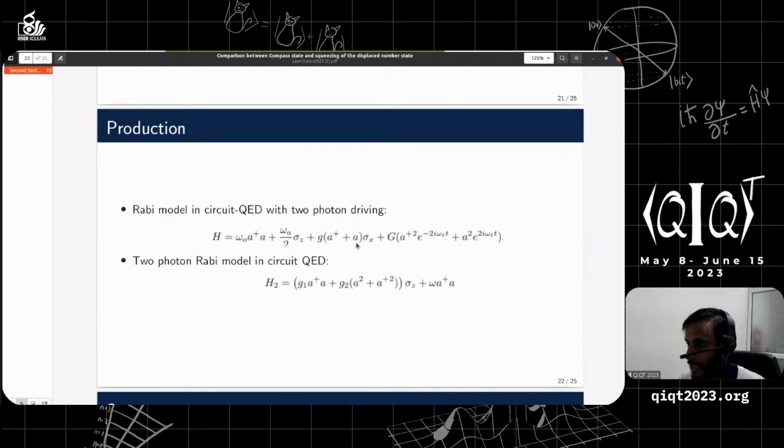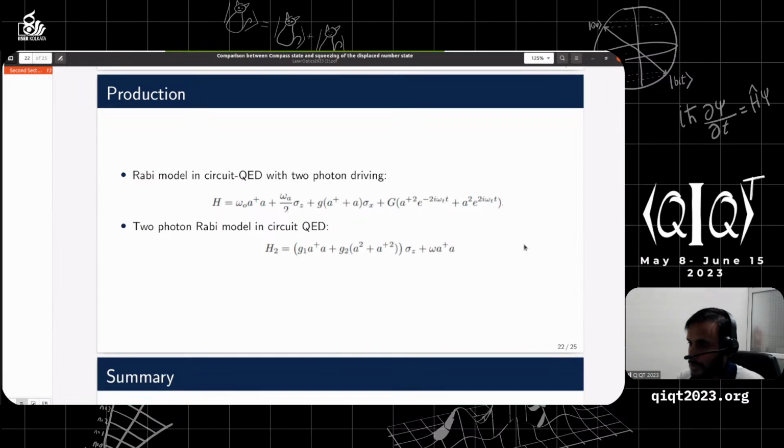In a single-photon Rabi-type interaction, with the help of a two-photon drive, we will be able to produce our first type of state, which is a squeezed superposition of displacement operators. And in cavity QED, this small g has not yet been obtained large. With the help of circuit QED, G can be large for the field and atomic interaction. So in circuit QED, if we want, we can have a large alpha value of the compass state.